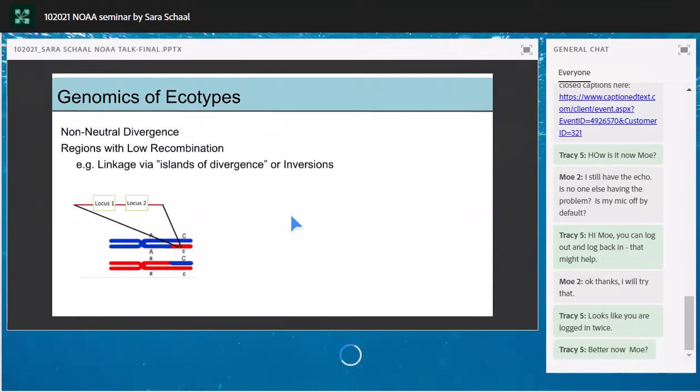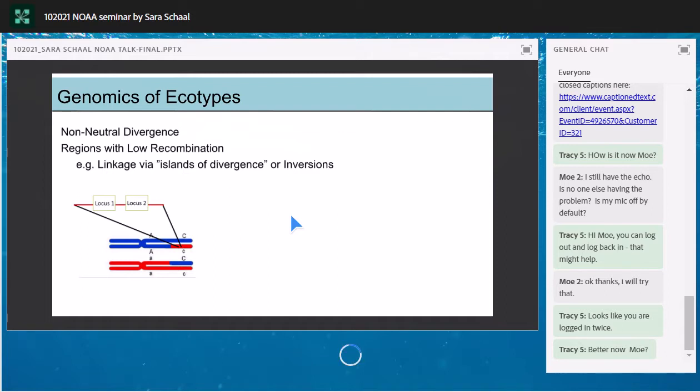And so I look at genomics of these ecotypes. When we're trying to identify when we would expect to see ecotypes, we're looking for regions that are non-neutral. So the divergence is concentrated in non-neutral regions in the genome. These areas typically are regions of low recombination. What I mean by low recombination is that when loci are in close proximity on a chromosome, right next to each other, they're more likely to be inherited together. So we see that that region has low recombination.